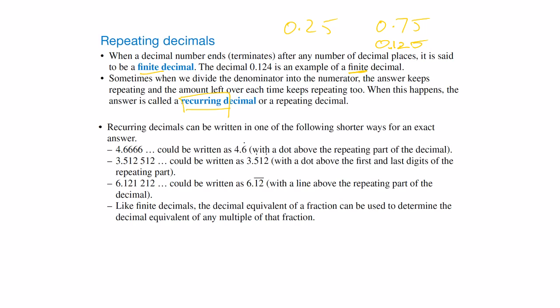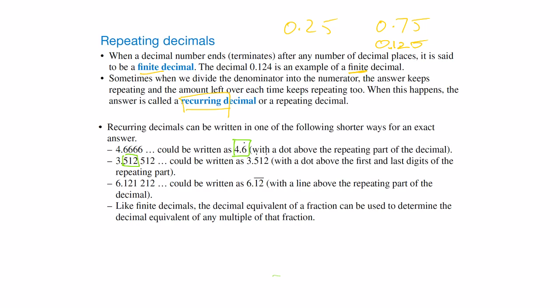So if I say 4.66666, I can round that, but that's not going to be an exact answer. So the best way, because I've only got one number repeating, I just write it like that. I go 4.6 and I put a dot above it. Then 3.512512, that's what it would be. The repeating part is that 512.